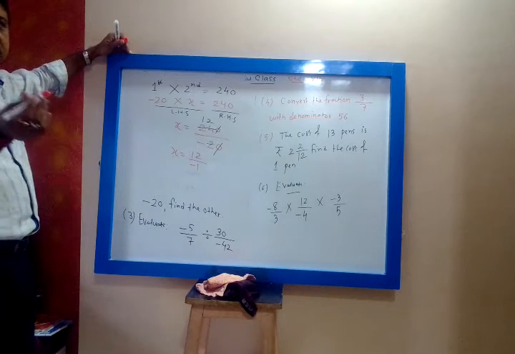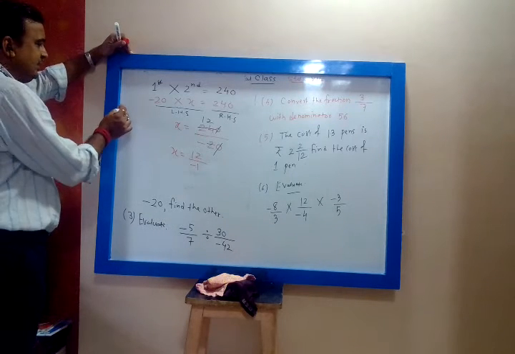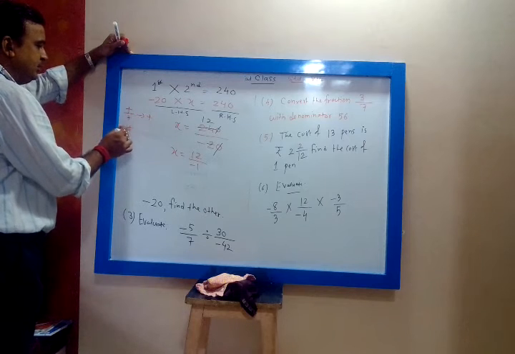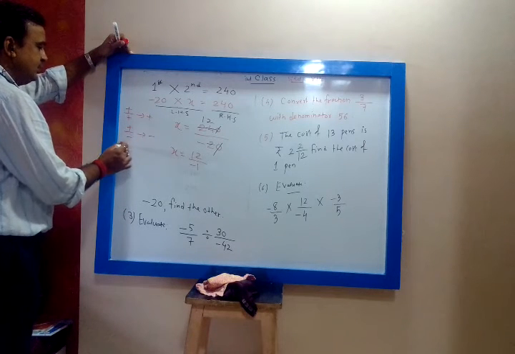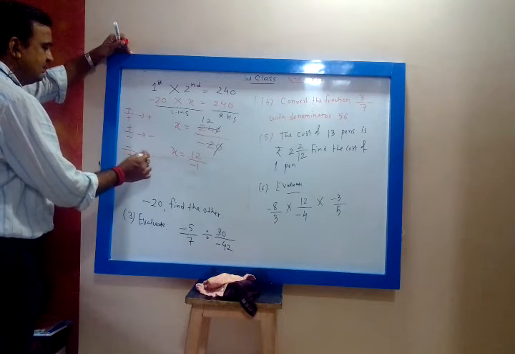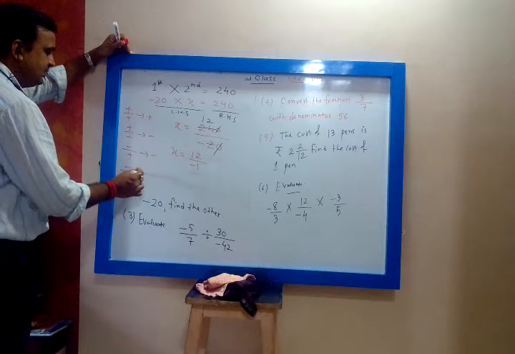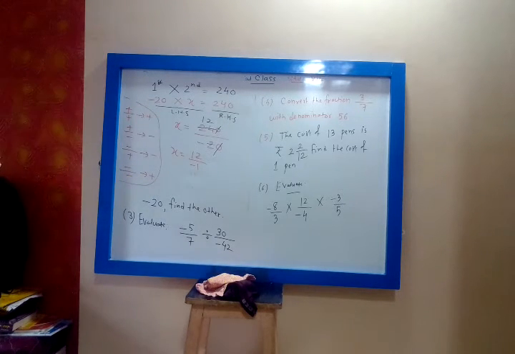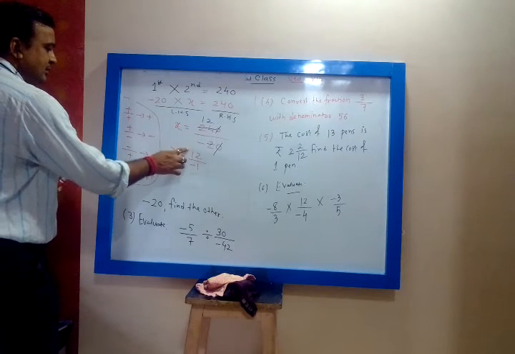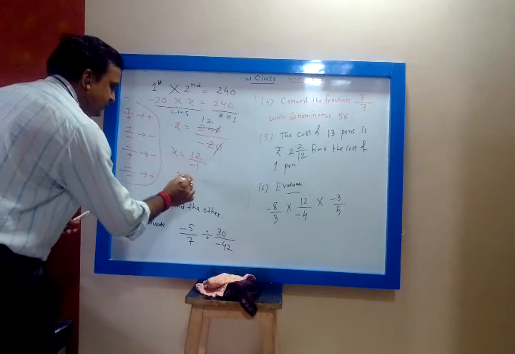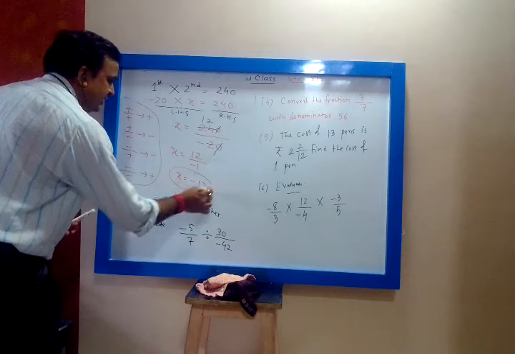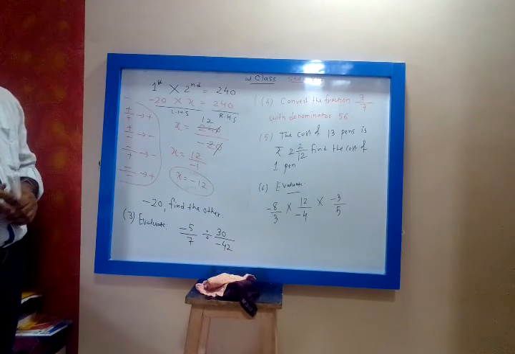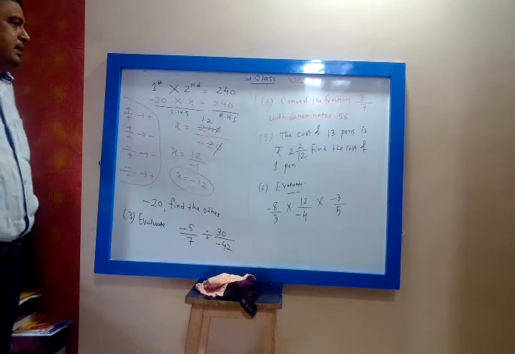We have seen the division table, my dear. Plus upon plus is plus. Plus upon minus is minus. Minus upon plus is minus. Minus upon minus is plus. This division table you remember. So now we have plus upon minus. Plus upon minus will be minus. So x is minus 12. So the other rational number is minus 12.